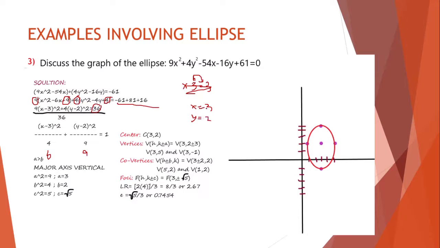O, diba? Vertices. Since ang ano natin dito is vertical, so ito yung inyong paghahanap ng vertices. So, ayan, no? So, we have 3, 5, and 3, and negative 1. Now, the curve vertices, ito. Sinundan lang natin. Then, yung foci, ayan. Ito. Then, ito naman, ayan. No? Then, ito ang ating eccentricity. And then, converted siya sa decimal. Ito yung graph natin. Okay.